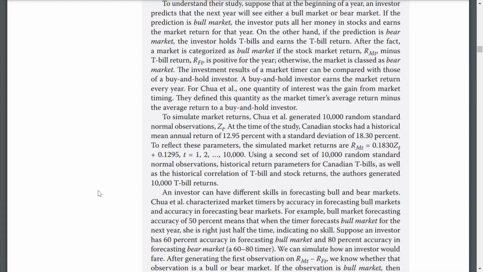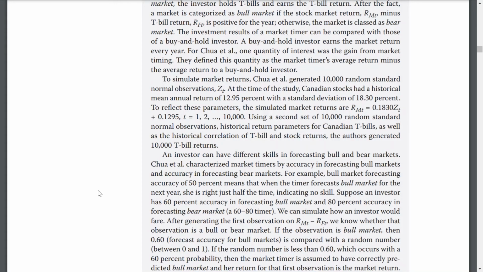For Chua et al., one quantity of interest was the gain from market timing. They defined the quantity as the market timer's average return minus the average return to a buy and hold investor. To simulate market returns, Chua et al. generated 10,000 random standard normal observations of ZT. At the time of the study, Canadian stocks had a historical mean annual return of 12.95% with a standard deviation of 18.3%. To reflect these parameters, the simulated market return RMT equals this much. Using a second set of 10,000 random standard normal observations, historical return parameters for Canadian T-bills, as well as the historical correlation of T-bills and stock returns, the authors generated 10,000 T-bill returns.